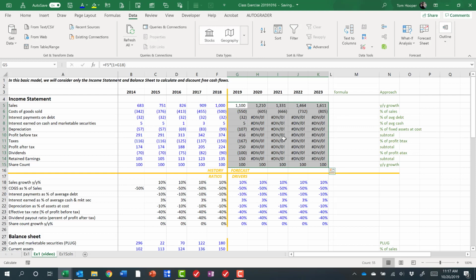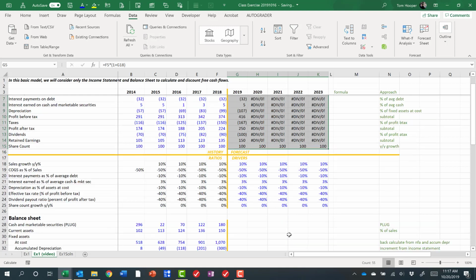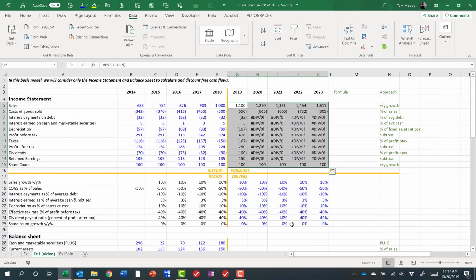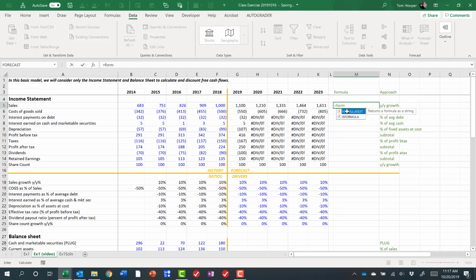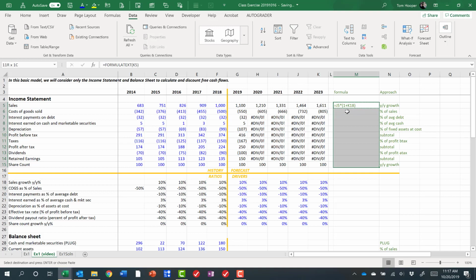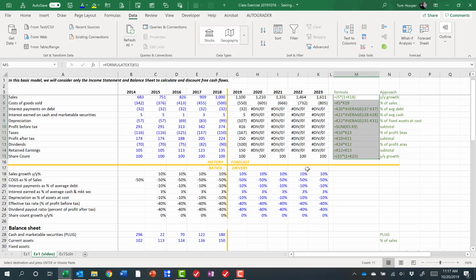And we see a lot of divide by zeros. It's only because we've got a lot of blanks in the balance sheet that we haven't filled out yet. Those should go away when we come back. And I will put formula text on here in case you'd like to check that formula.